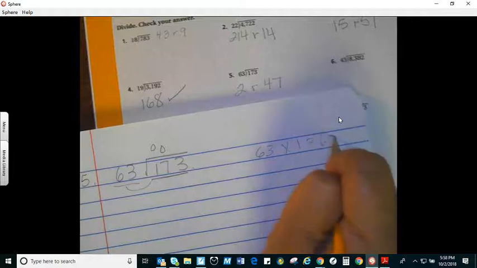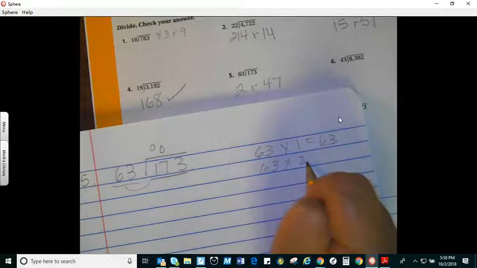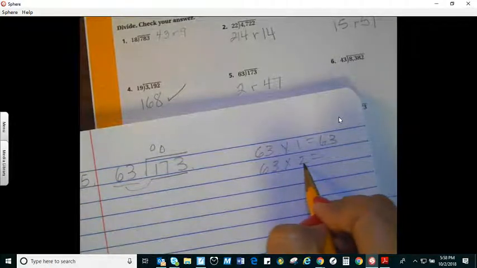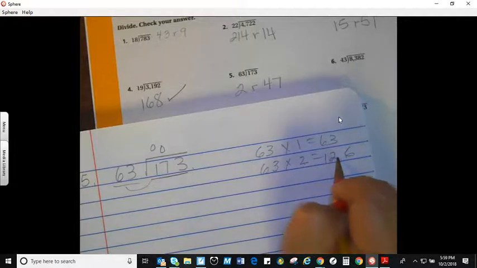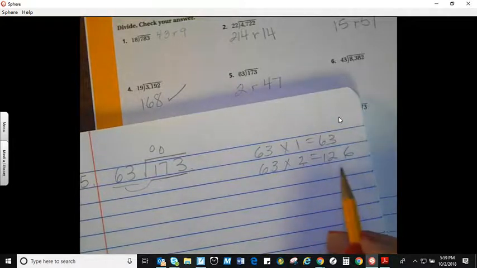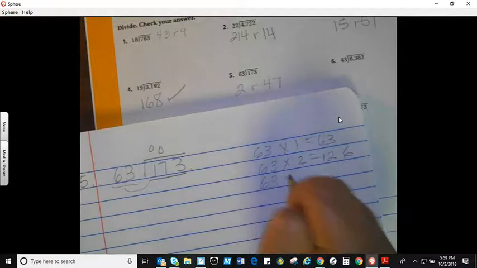is that number. I'm going to double up my 63, which is 2. 63 times 2. 3 times 2 equals 6. 2 times 6 equals 12. If I added another group of 63, am I going to be close or over? So let's check it, or exact.